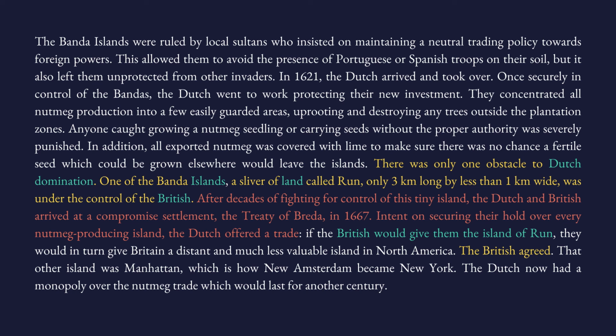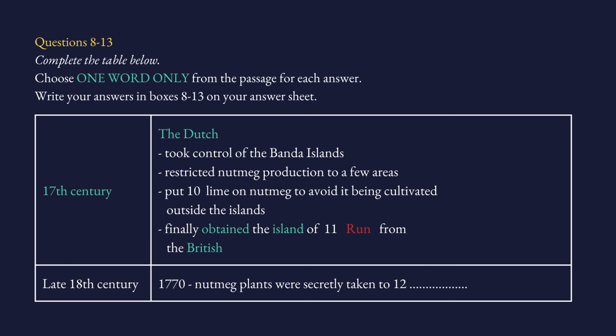Here we have it. The British agreed. And then we have the final sentence. The Dutch now had the monopoly over the nutmeg trade, which would last for another century. And we have our answer. We were looking for the name of that island, and here we have it, Run. The island of Run. Run comes here.